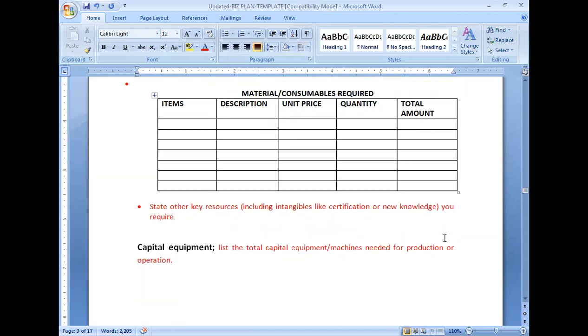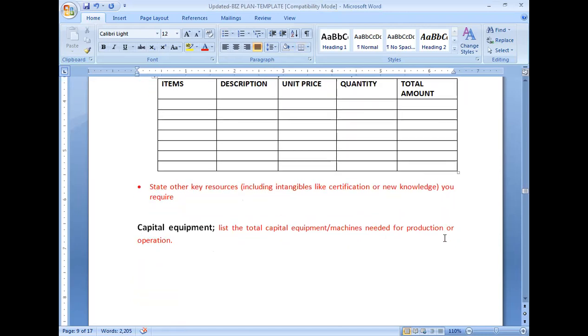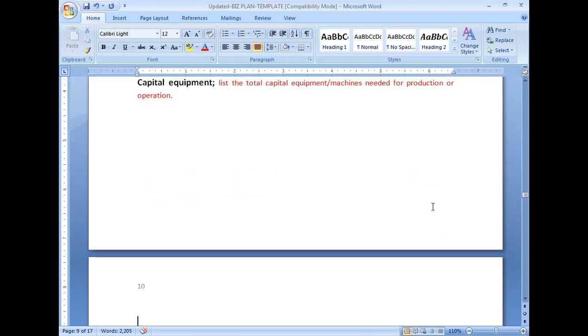So you also need to state the sources of those raw materials. Please ensure to conduct market research. Don't just input figures. You need to contact the vendors that are selling this material, get the right price and put the market price here. Do not just input prices. This is to ensure that you have conducted your research before you prepare your business plan.